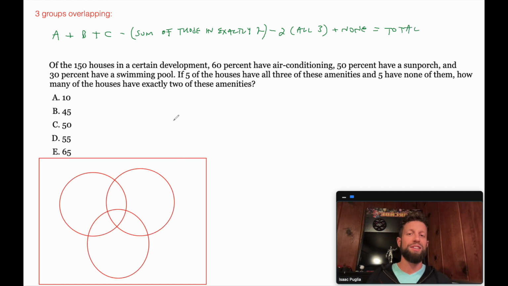Well, I just got done trashing the Venn diagram, but it is actually helpful for understanding the formula. But I think once you understand why the formula works, then it's probably time to ditch the Venn diagram, again, unless you're having great results with it.